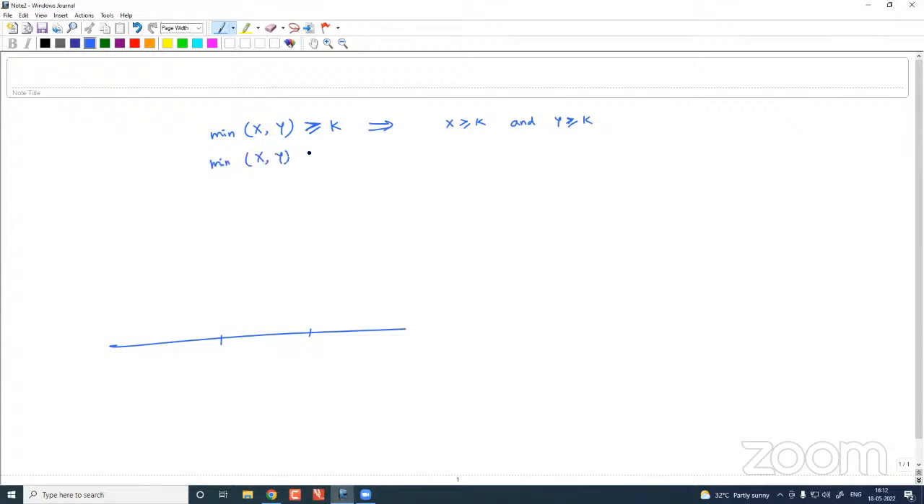Minimum of x comma y is less than or equal to k. Can I write like this? x is less than or equal to k and y is less than or equal to k. Can we write this? No, we can't write like this. Why? Because one of them can be greater than k, but still the minimum will be less than k, right?